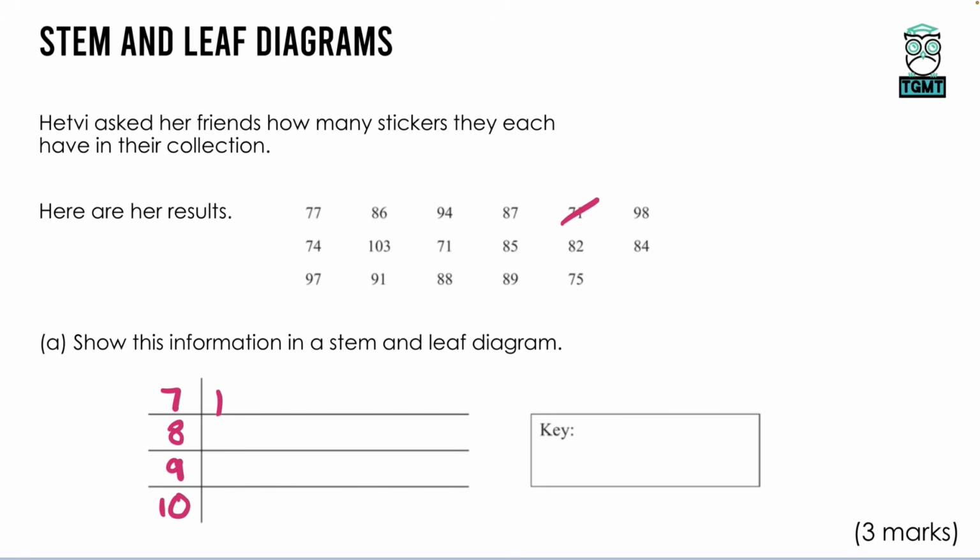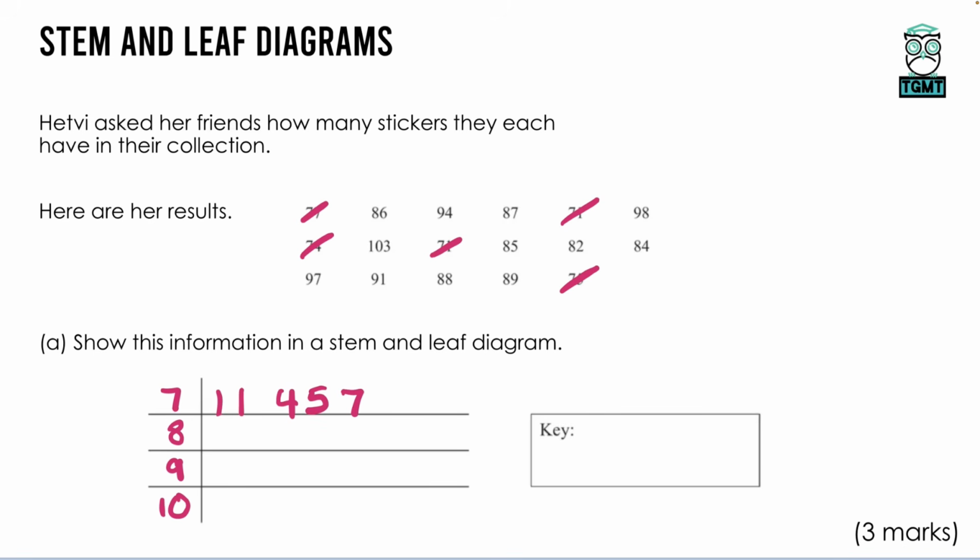And then we've got another 71. We've got a 74. I might not spot the smallest, so I'm going to leave a gap. We've got a 77. And there was a 75. So because I've left a gap, I can put that 5 in between the 4 and the 7. And that's now nice and in order.